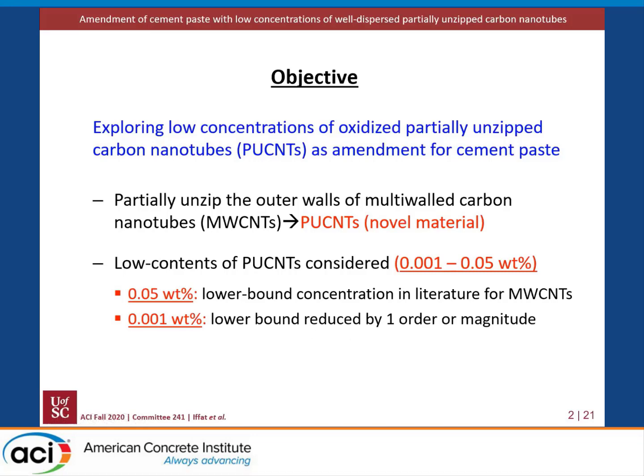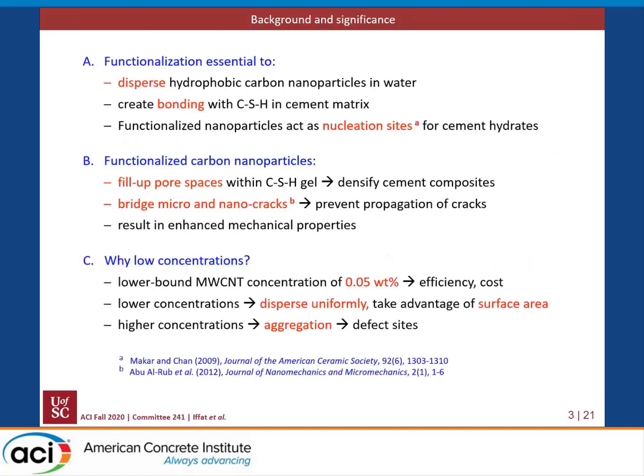We used oxidized partially unzipped carbon nanotubes here, as carbon nanoparticles are hydrophobic in nature and it's difficult to disperse them in water directly. Also, functionalized nanoparticles can create bonding with calcium silicate hydrates in the cement matrix. These functionalized nanoparticles can act as nucleation sites for cement hydrates. They can also fill up the pore spaces between CSH gel, which helps to densify the cement composite matrix. Also, these nanoparticles can bridge the nano and micro cracks and prevent their propagation to form larger cracks. In this way, with the application of carbon nanoparticles, enhanced mechanical properties could be achieved in cement composites.